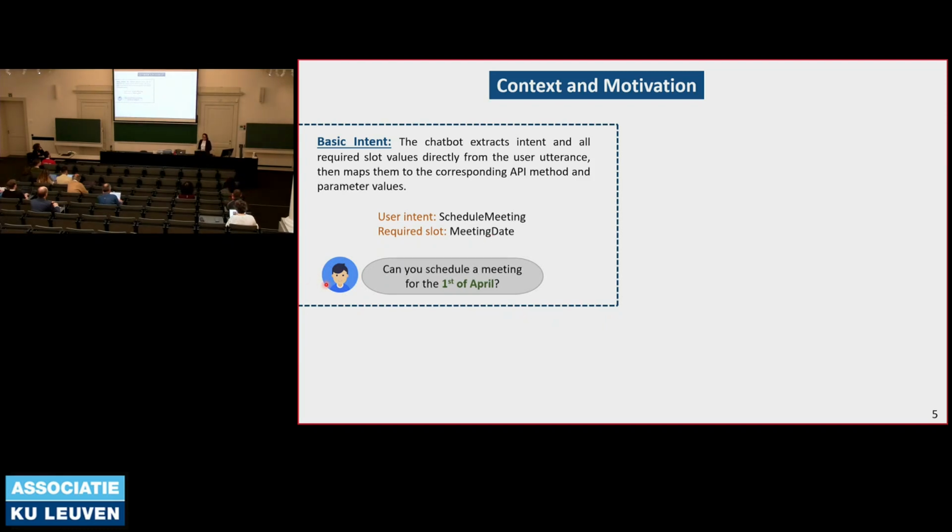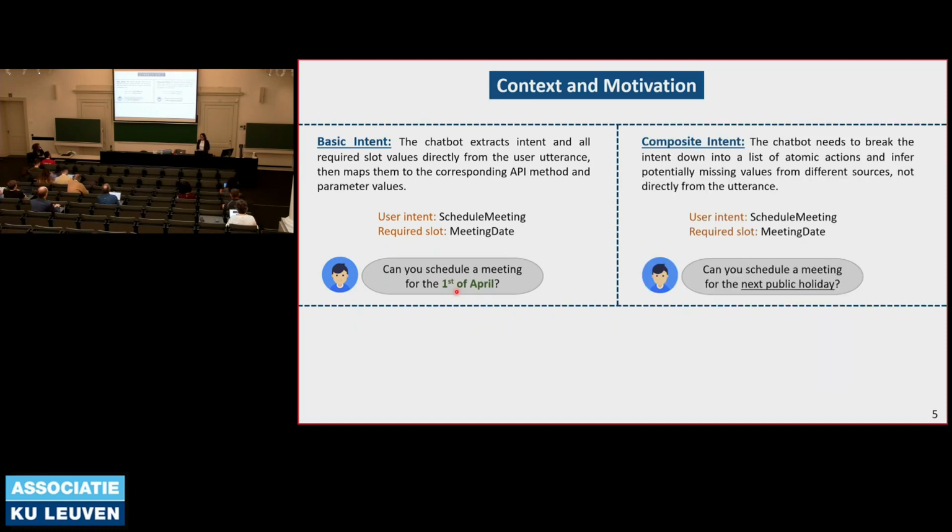So, for example, if the user says, can you schedule a meeting for the 1st of April? Here, the value of the meeting date is directly extracted from the user utterance. However, user utterances don't always follow this simple pattern. Sometimes they can be complex or composite, where the chatbot needs to break this intent down into a list of atomic actions and infer potentially missing values from external sources and not only from the user utterance.